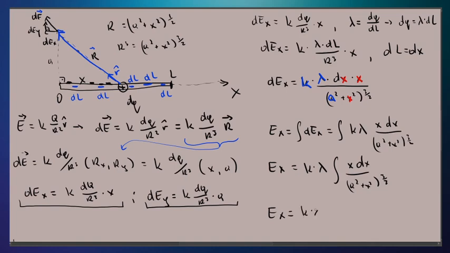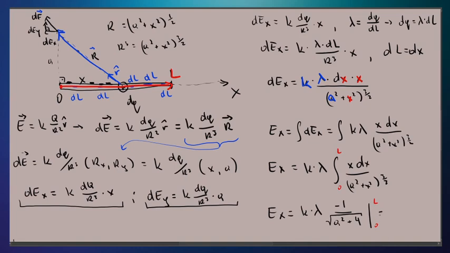So I have k, I used my calculator to do this one for me, minus 1 over a squared plus 4, and this is to a half, so this is a square root. And then my limits. So I'm integrating along the x, right? Now where do I start? I start here at 0, and how far do I go? I go all the way till I get to L. So I integrate from 0 to L.